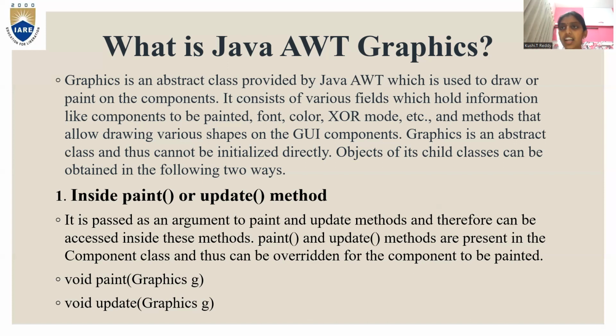Graphics is an abstract class, so it cannot be initialized directly. So how should we initialize this? Using objects, the graphics class can be initialized in two ways. The first way is inside the paint() or update() method. It is passed as an argument to the paint and update methods and therefore can be accessed inside these methods. Paint() and update() methods are present in the Component class and thus can be overridden for the component to be painted. The syntaxes are void paint(Graphics g) or void update(Graphics g).